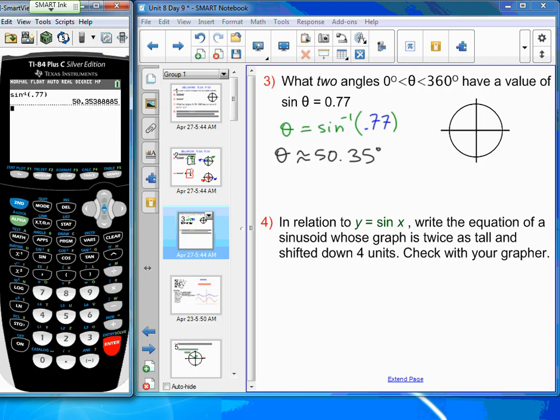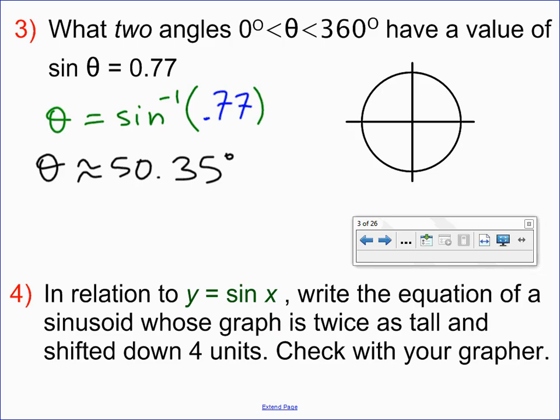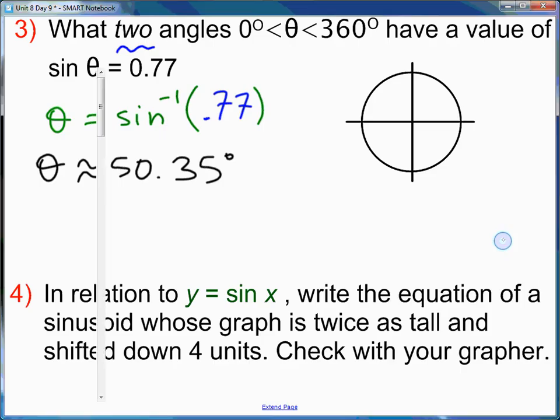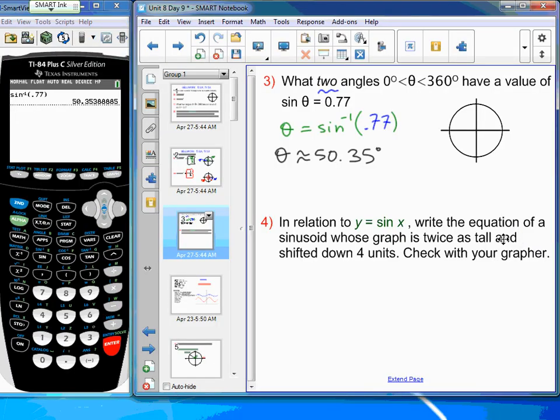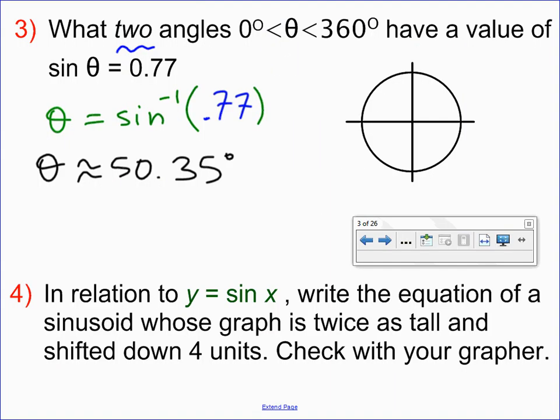Except for one problem. The problem asks for two angles in between 0 and 360 degrees. Are you kidding me? How am I going to get two angles? If I do inverse sine of 0.77 again, it's going to tell me 50.35 degrees. Enter. 50.35 degrees. Our calculator is programmed to only give us one output every time we use the inverse sine, inverse cosine, or inverse tangent. However, I know there's two places on the unit circle in between 0 and 360 degrees where the value of sine is positive.